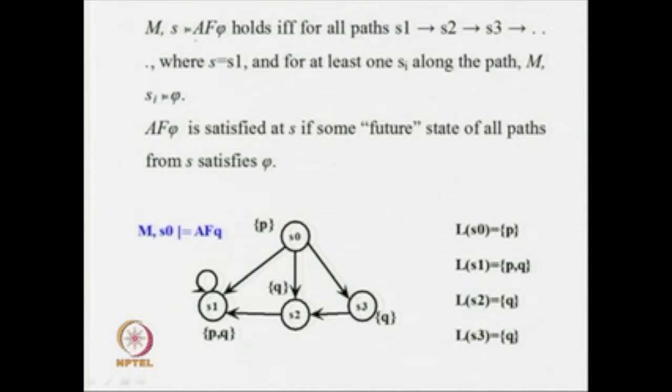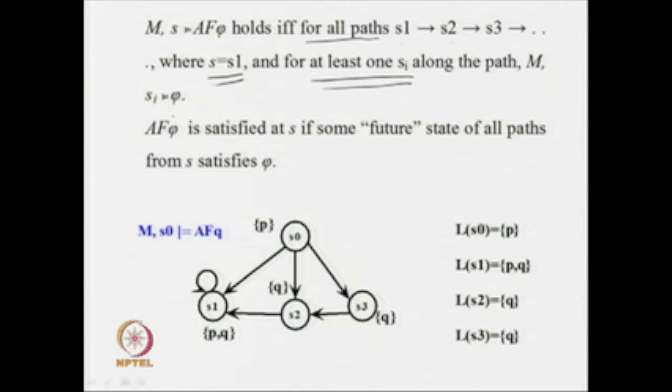Now, since we are going to have this particular path quantifier A, we are going to look for all such paths going from S1 to S2, S2 to S3 and so on, where S equals S1. That means the starting state of all those paths is the state of our concern, S, and for at least one Si along the path, M, Si models phi.